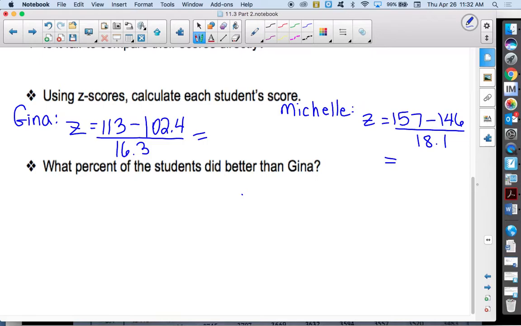Brandon? Gina is 0.65 and Michelle is 0.6. Can you give me two decimal places? 0.61, because it was 0.607. Okay, so we'll say 0.61. Always use two decimal places, so we'll correlate with the chart.